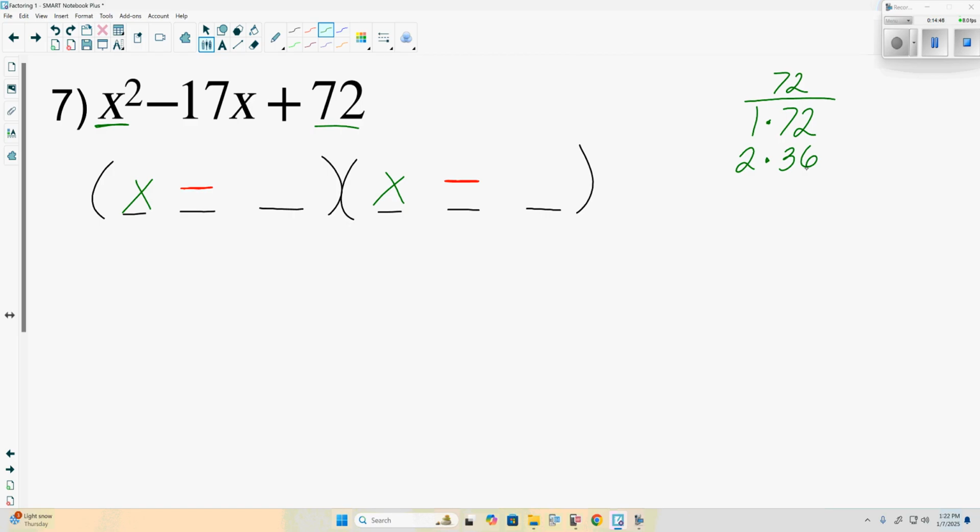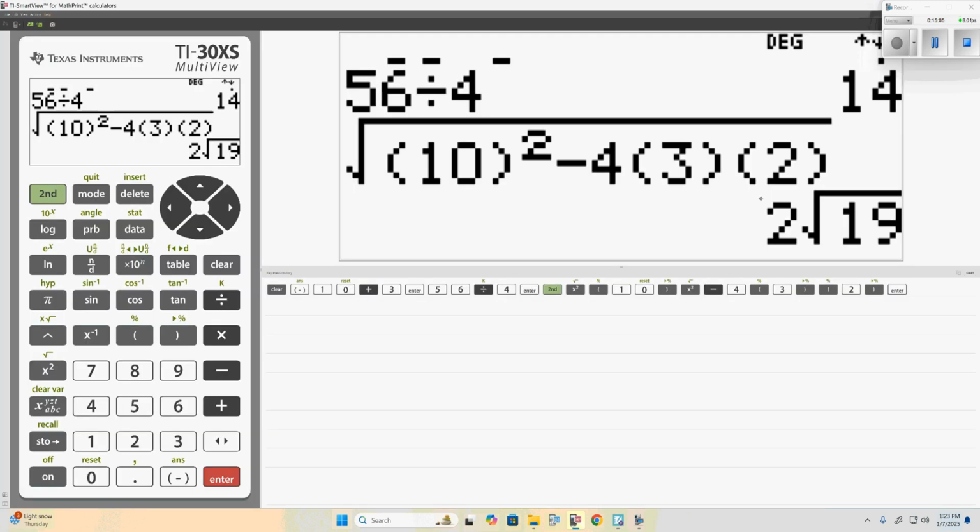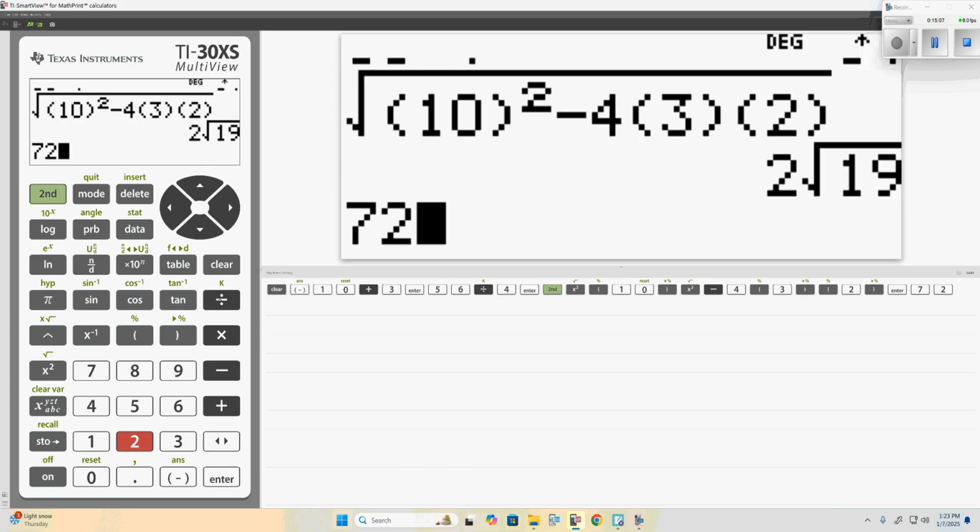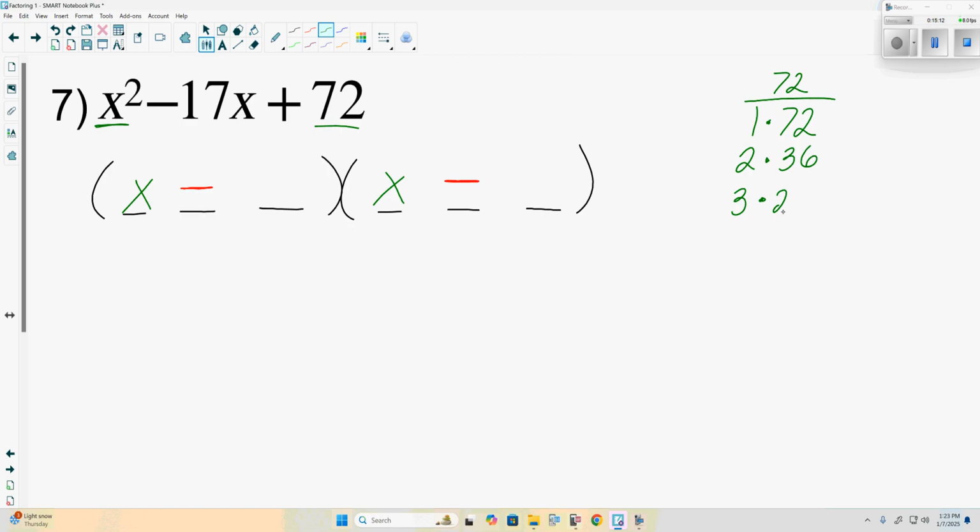Well, one way we can check and make sure is if you add the digits together. If the sum of the digits is divisible by 3, then the number is also. So 7 plus 2 is 9. 9 is divisible by 3. So 3 will go into 72. Or we can just say 72 divided by 3 is 24.